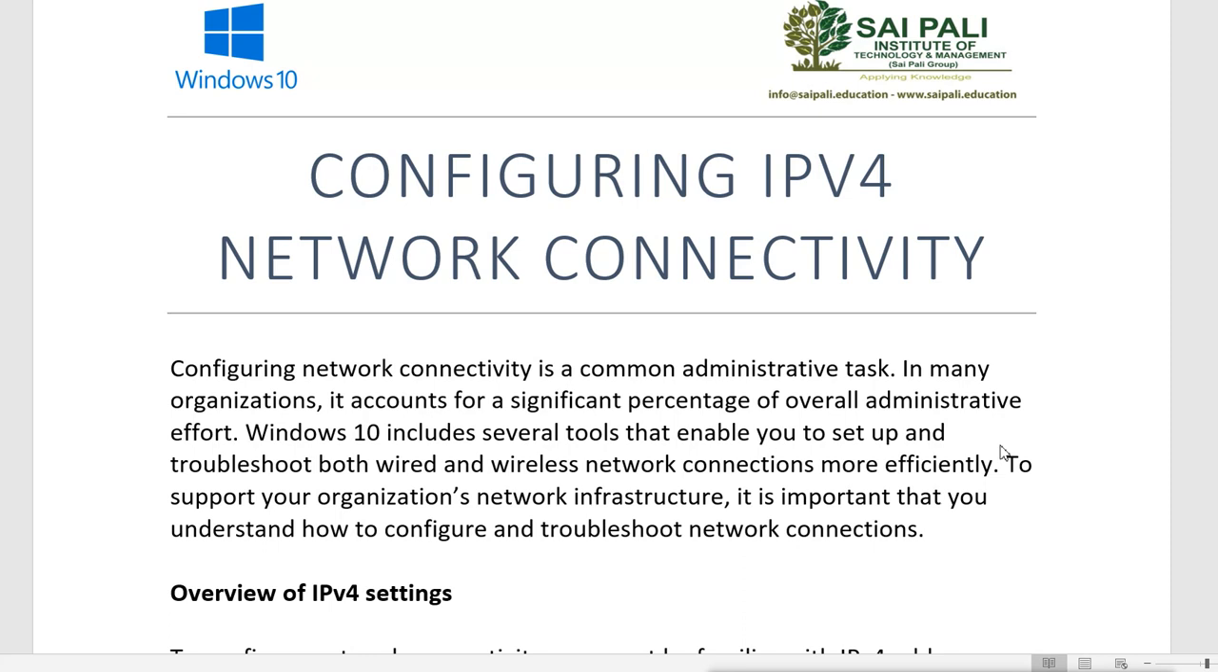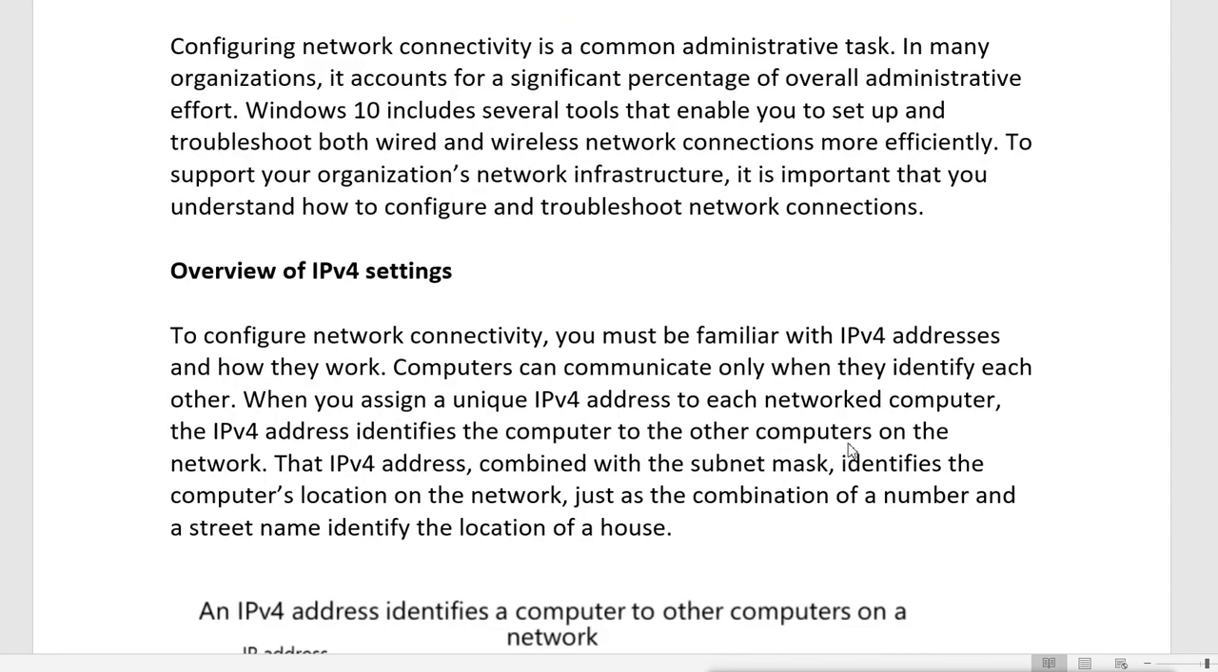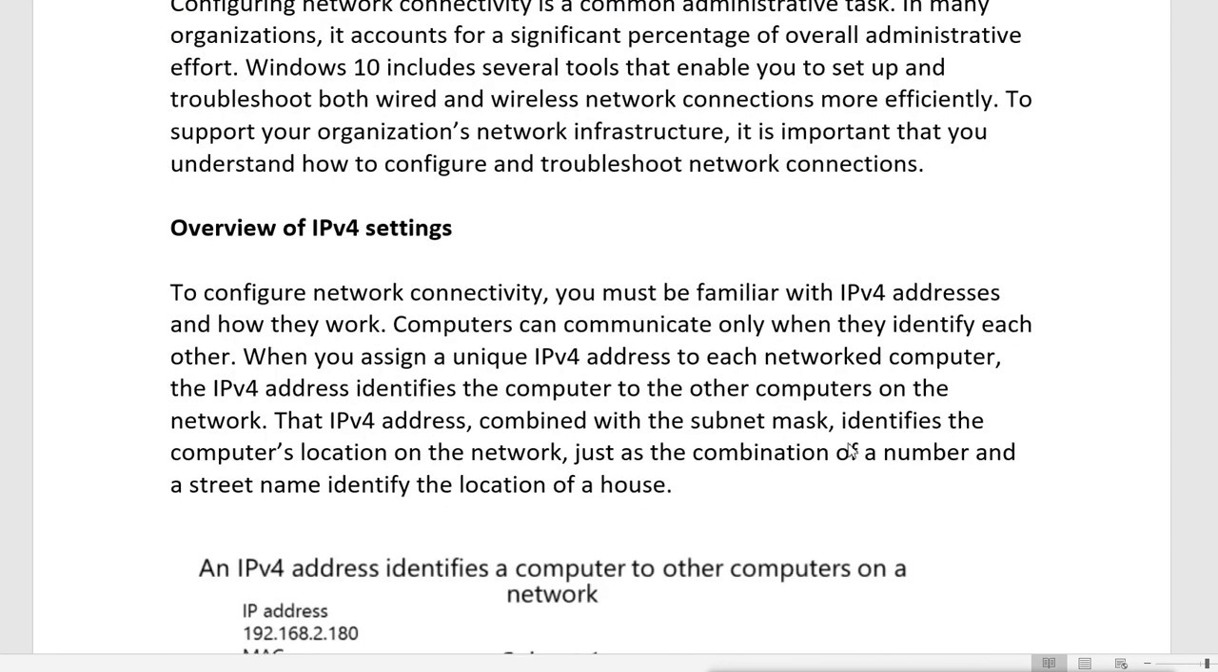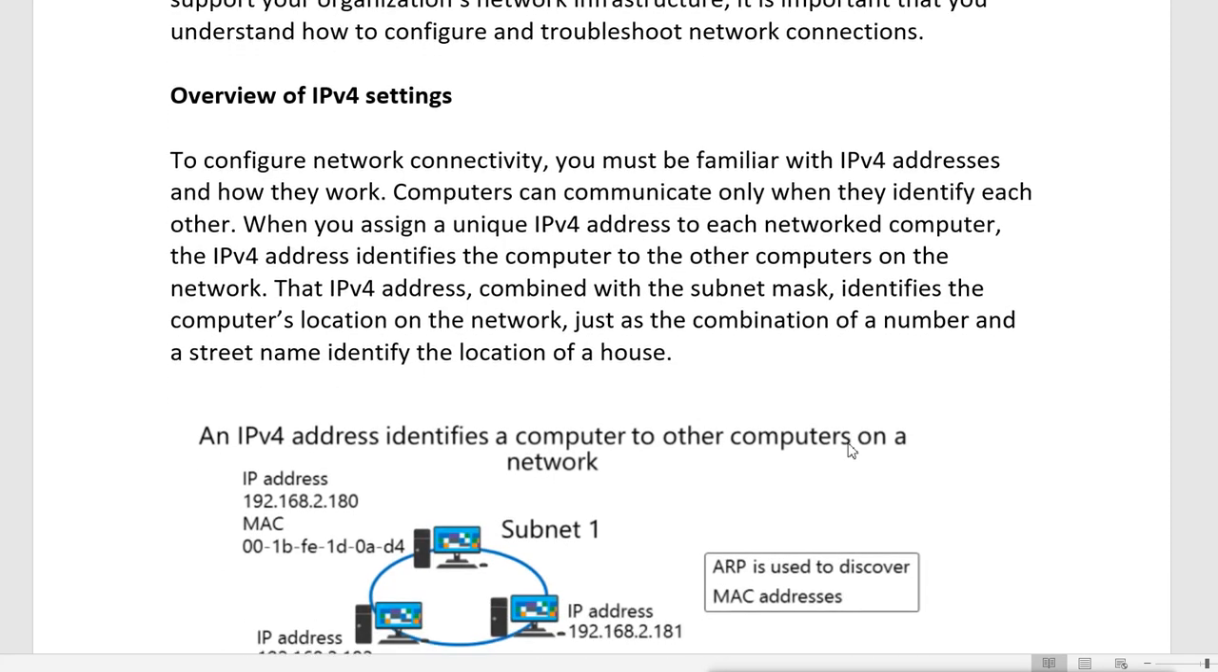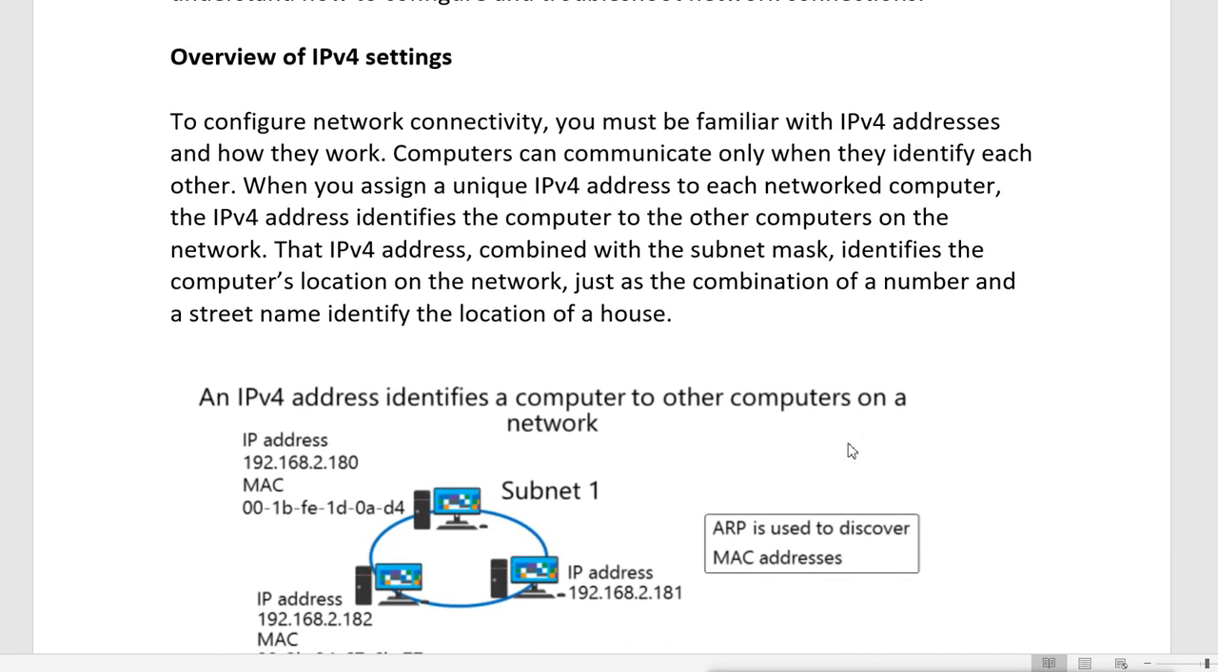efficiently. So to support your organization's network infrastructure, it is important that you understand how to configure and troubleshoot network connections. Now, before configuring the network, the important thing to understand is IP. In any network, every machine has a unique IP, and these IPs are the identification of the machine in the network. So let's see the overview of this IPv4.